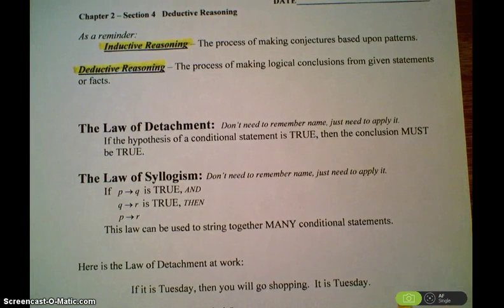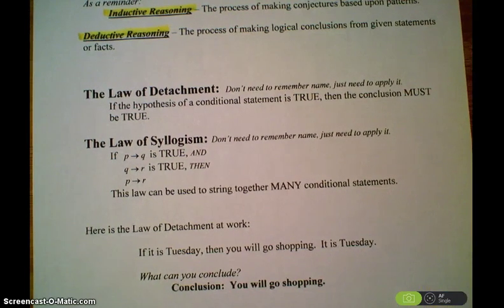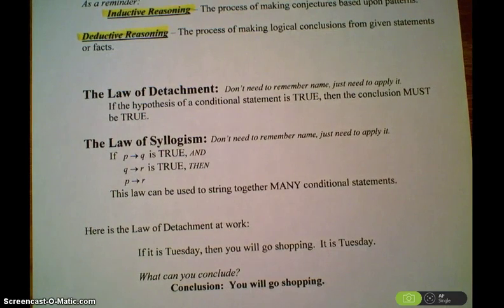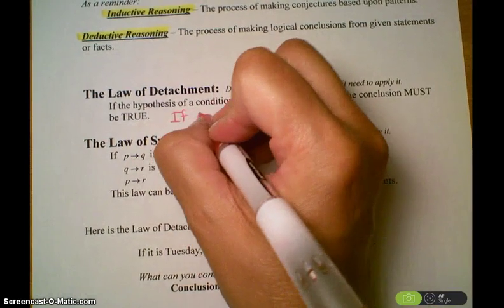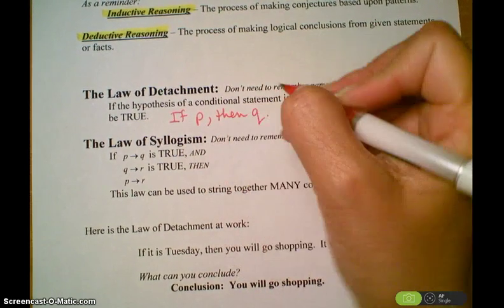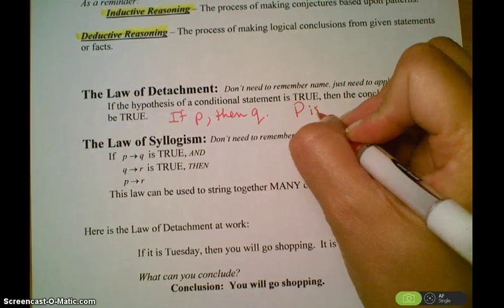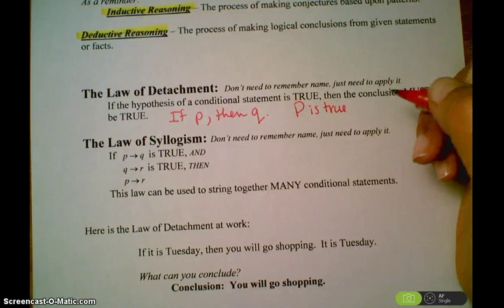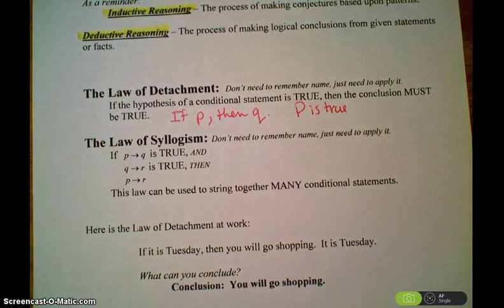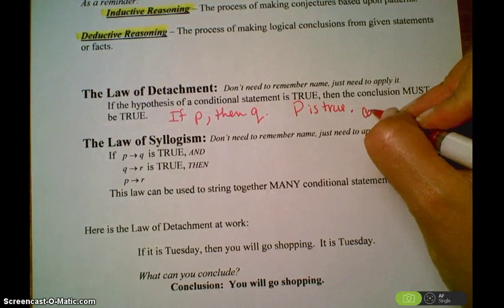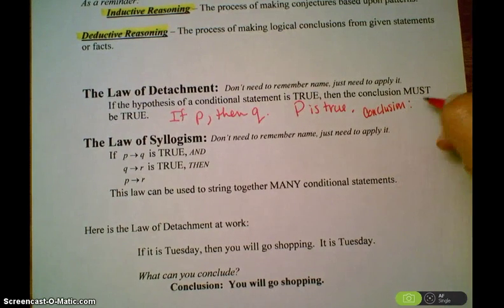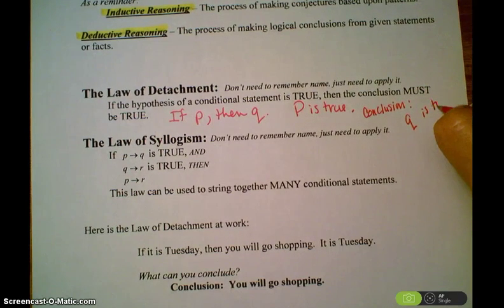To use deductive reasoning, we have a couple of laws that are going to be important to us. The names are interesting and different, but you don't necessarily have to remember the names, you just have to be able to apply them. So the first is the law of detachment. If the hypothesis of a conditional statement is true, then the conclusion must be true. Meaning, if we have if P, then Q, and I say to you, P is true, P is happening, I know P is a truth, then my conclusion that I can make is that Q is true. Q will happen.